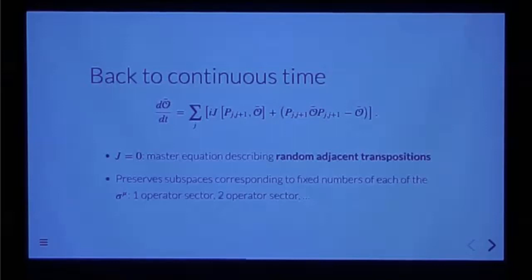If you set J equals 0 in this, which is the strong noise limit, where the noise is strong relative to J, you're just left with the last term here, and that's just a master equation, which tells you that the operators basically evolve by random transpositions. So you pick two neighboring sites and you switch the operators. Obviously that preserves subspaces which correspond to fixed numbers of operators. So you've got a fixed number of x's, a fixed number of y's, a fixed number of z's, a fixed number of identities, and these just get switched around by this dynamics and transposed randomly. And then we can think about adding in J as a perturbation into that picture.